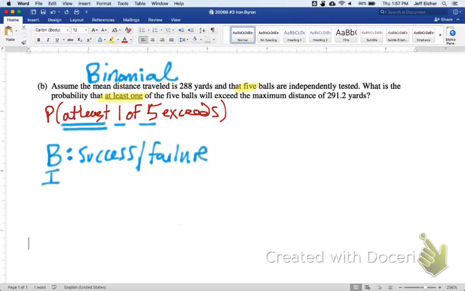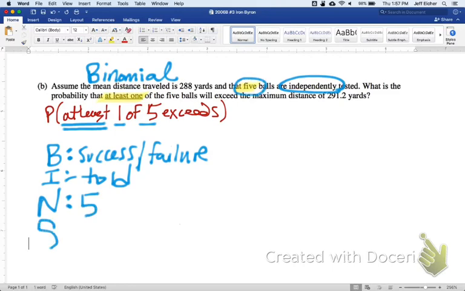We have that they are independently tested. We're told right there they're independently tested, so there is independence. And then we have a fixed number of trials. They're going to hit 5 golf balls. And then we have the same probability of success, which is the probability that one of the balls exceeds the 291.2. That probability we got from part A. That probability was the 0.127 from part A.